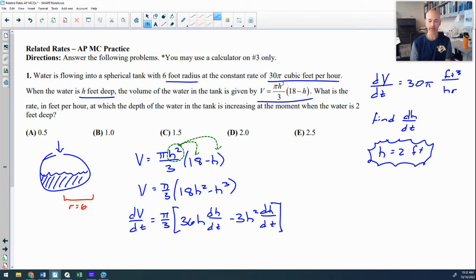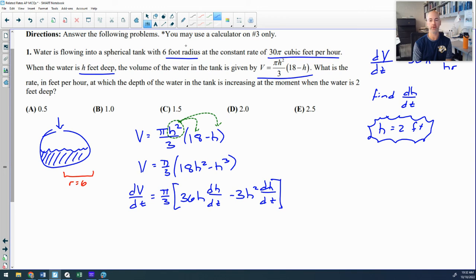And now we plug everything in. We are solving for dh dt. I need to plug in 2 for h, and I need to plug in 30 pi for my volume. So I'll do that. So I have 30 pi equals pi over 3 times, I'm plugging in 2 for h, 36 times 2. dh dt is what I'm trying to find. I'll leave that alone. Minus 3 times 2 squared dh dt.